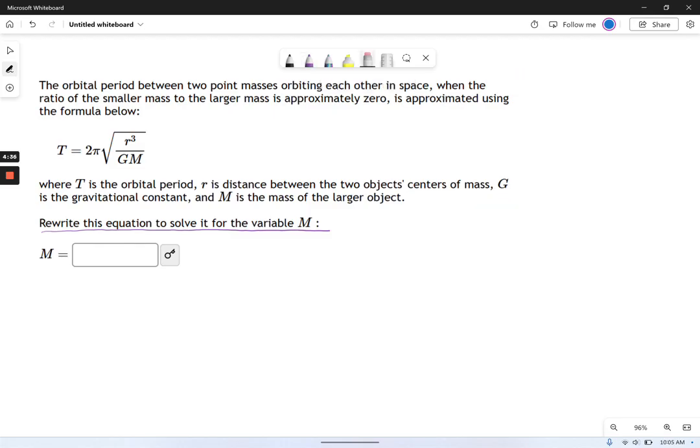One thing you can do if you're studying celestial objects, say some kind of an asteroid swings by a planet, and it swings by at a certain speed. Well, based on how fast it's going around the planet, you can try to make an estimation on how massive that object, that asteroid, is. It's kind of cool. But let's just rearrange this in terms of the variable m.